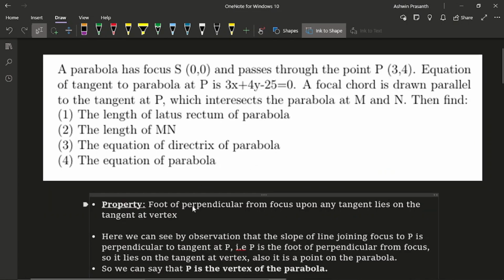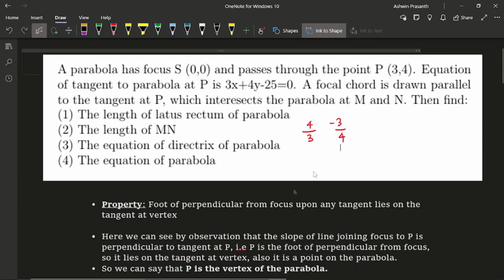Now here's my solution. The property we'll be using is that the foot of the perpendicular from the focus upon any tangent lies on the tangent at the vertex. Here, the line joining the focus to point P has slope 4 by 3, and the tangent at P has slope minus 3 by 4. So you can see clearly that these two are perpendicular. In other words, P is the foot of the perpendicular from the focus upon the tangent.